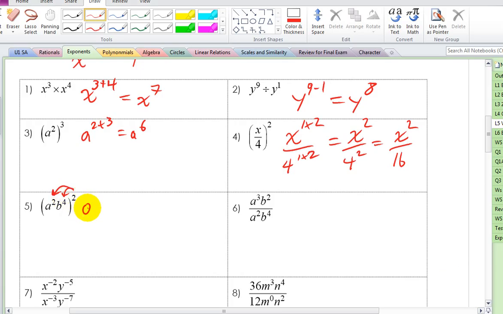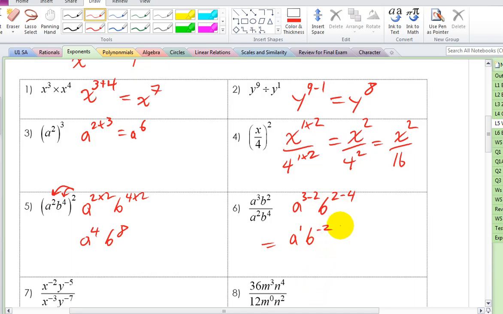Here you go, a exponent 2 times 2, b exponent 4 times 2, a⁴b⁸. Hands up if you got that. Good. Next one, a exponent 3 minus 2, b exponent 2 minus 4. Now that equals a exponent 1, b exponent negative 2. Now this is where it gets a little interesting with the letters. You look at the letters separately.